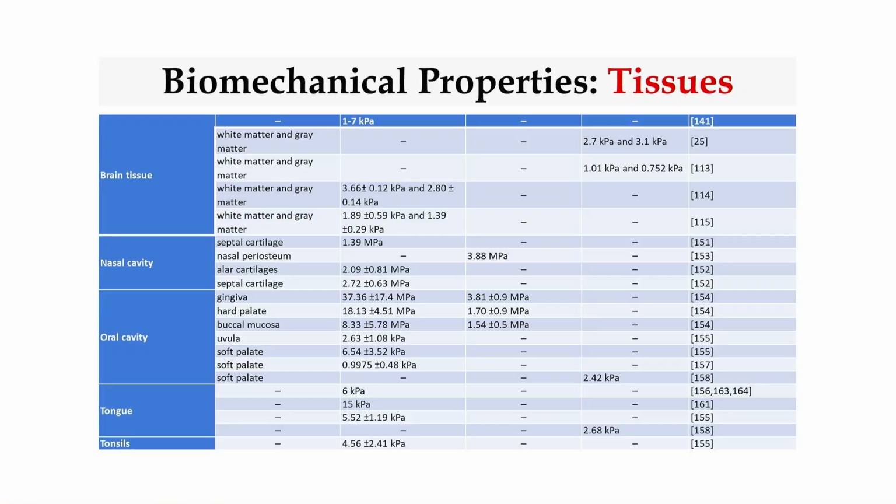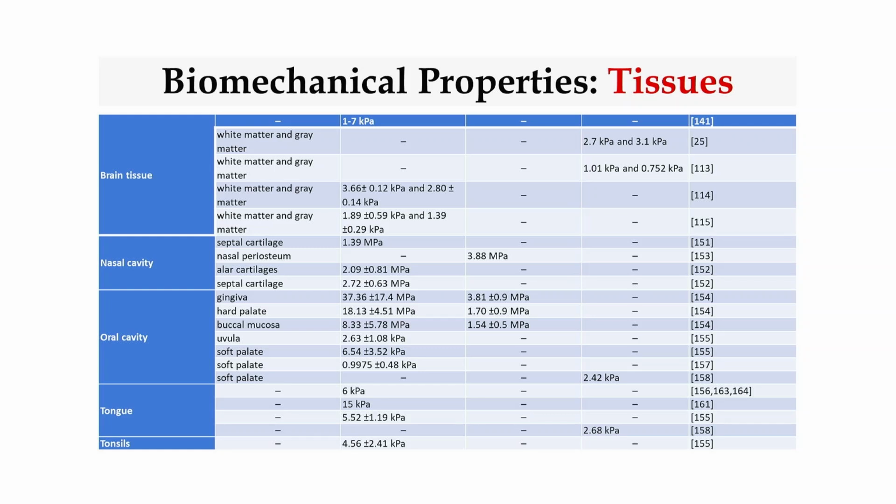Next is brain tissue. Brain tissue, white matter and gray matter. Several of the researchers have reported, like citations 114, 115, these are indicative. I'll explain what that is; you can find them in the reference book, or the review article which I'll share, right? So these are some numbers, very low numbers, you are looking at kilopascals, 3.66 plus minus 0.12 kilopascals, and 2.80 plus minus 0.14 kilopascals. So the white matter and gray matter properties are a little different, right?